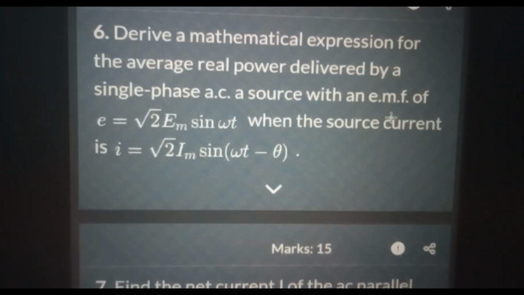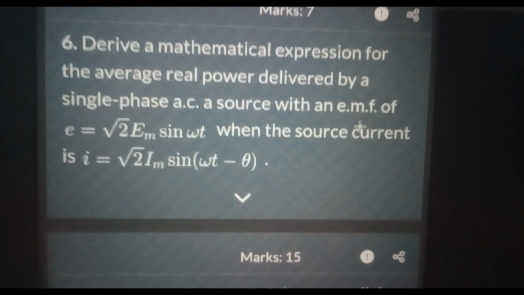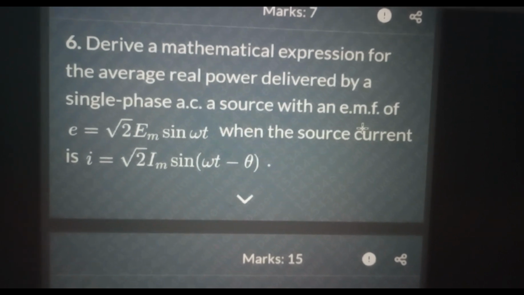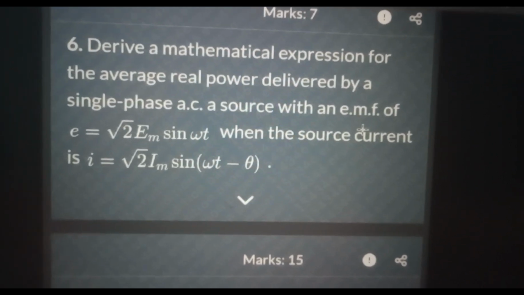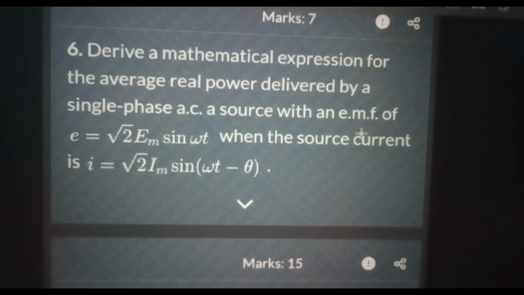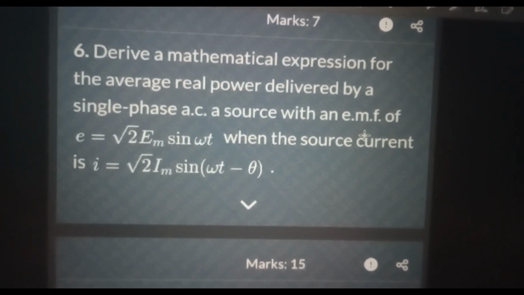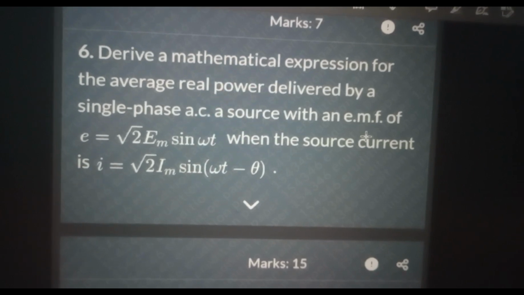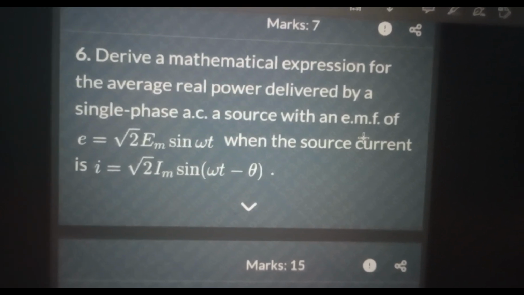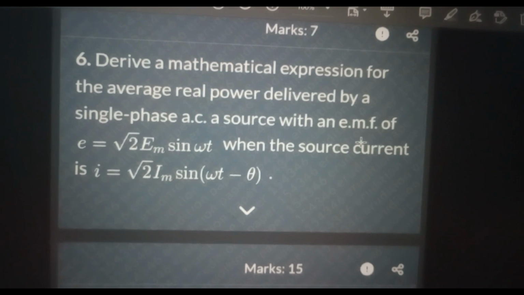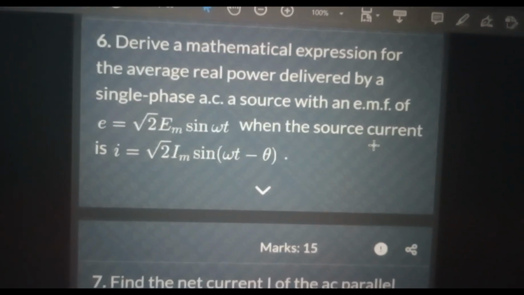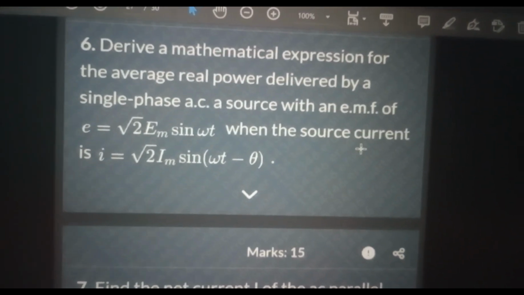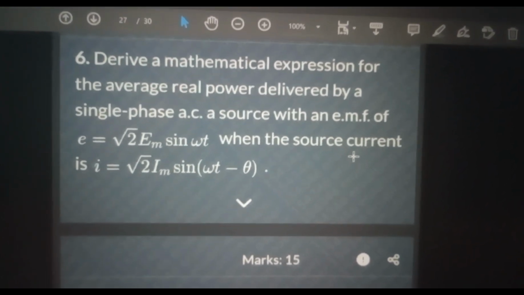Number 6. Derive a mathematical expression for the average real power delivered by a single phase AC source with an EMF of e = √2 E_m sin ωt when the source current is i = √2 I_m sin(ωt - θ).